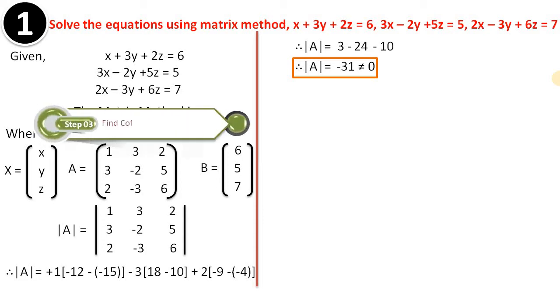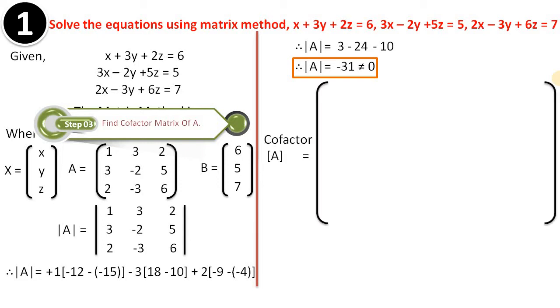So next step is to find cofactor matrix of A. So cofactor matrix of A is divided into two parts. First part is to write down the sign of each cofactor. So let's write down the signs. Plus, alternate the signs only, minus, plus, next sign is minus, plus, minus, plus, minus, plus.